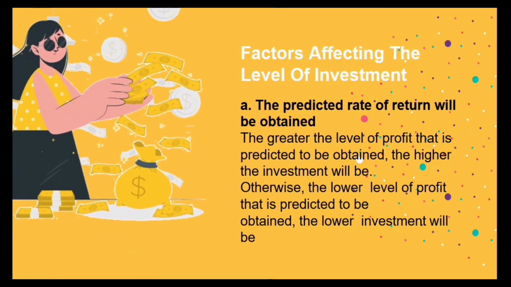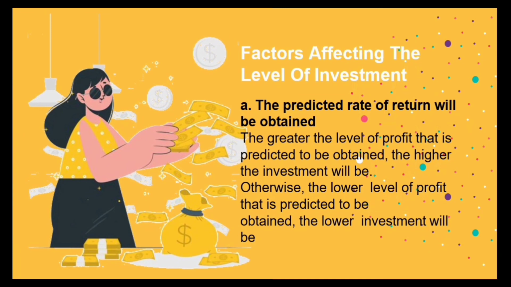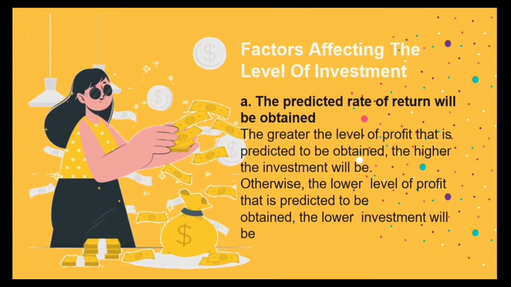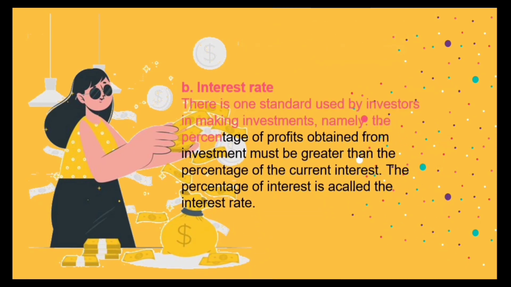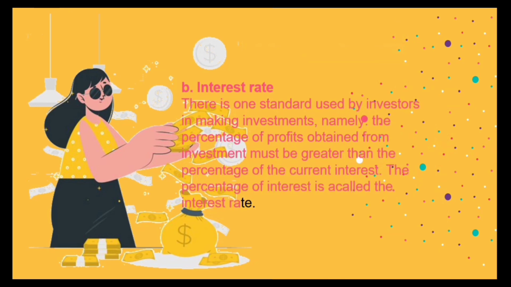Factors affecting the level of investment. A. The predicted rate of return that will be obtained. The greater the level of profit that is predicted to be obtained, the higher the investment will be. Otherwise, the lower the level of profit predicted, the lower the investment will be. B. Interest rate. One standard used by investors in making investments is that the percentage of profits obtained from investments must be greater than the current percentage of interest. The percentage of interest is also called the interest rate.